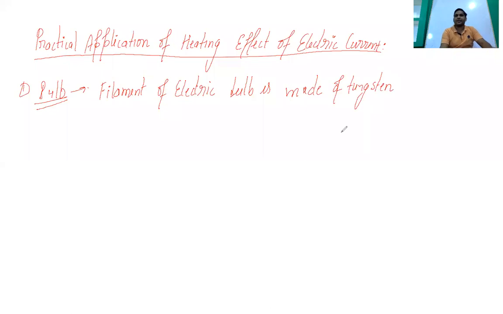The tungsten glows only due to the heat produced in a conductor. Because the melting point of tungsten is very high. So the filament gives us light on the basis of heating effect of electric current.